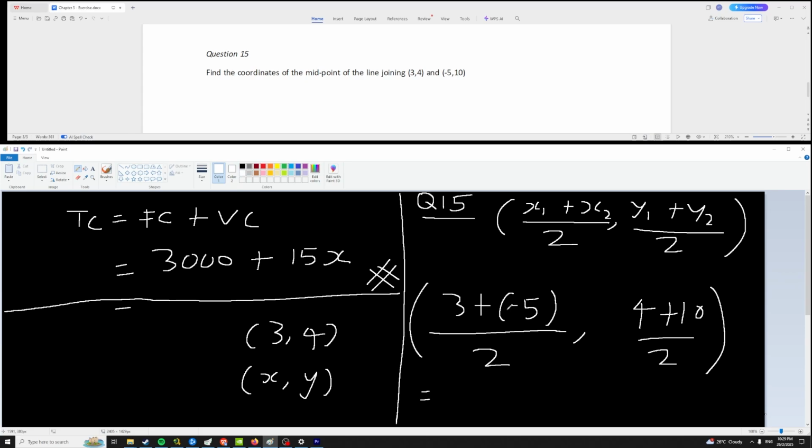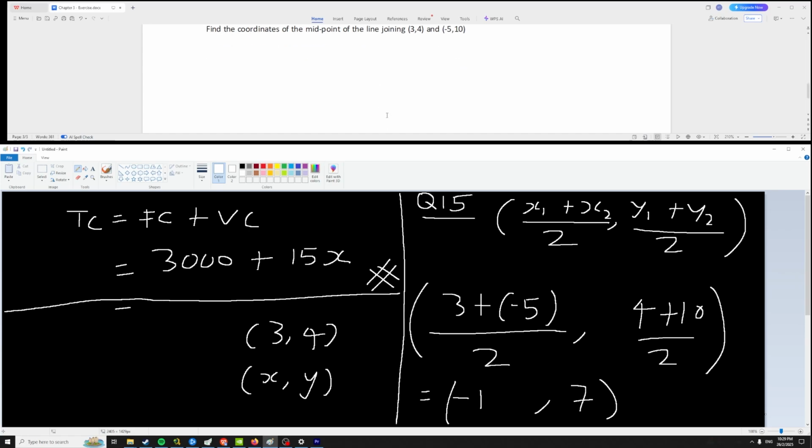This one is minus, right? So 3 minus 5 is negative 2, and negative 2 divided by 2 is negative 1. Then 14 divided by 2 is 7. So this is the answer, negative 1, 7. That is the answer for the last question, question 15.